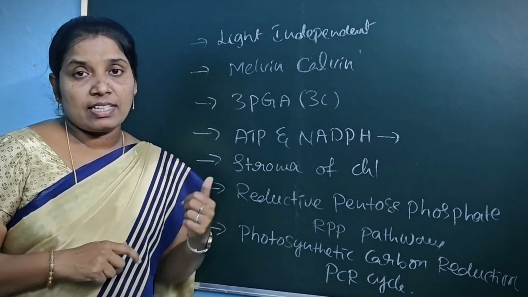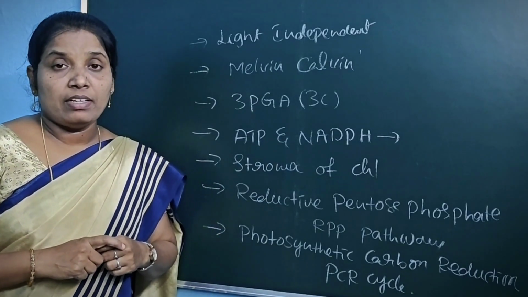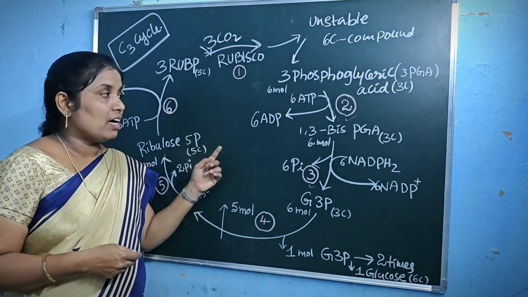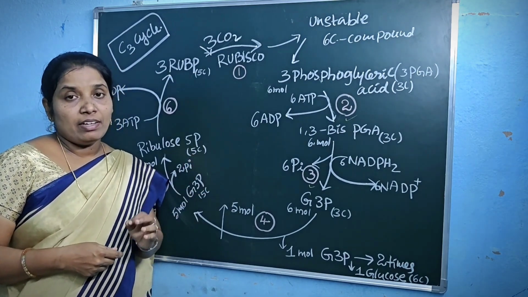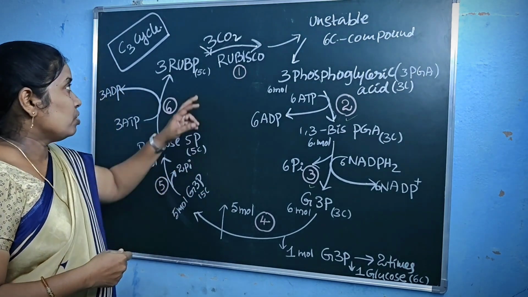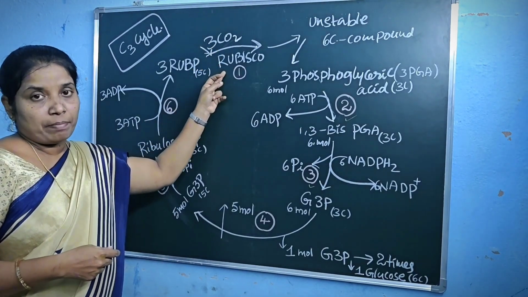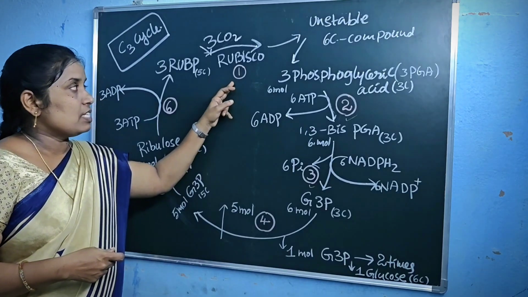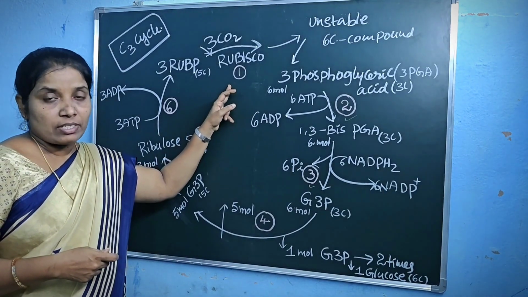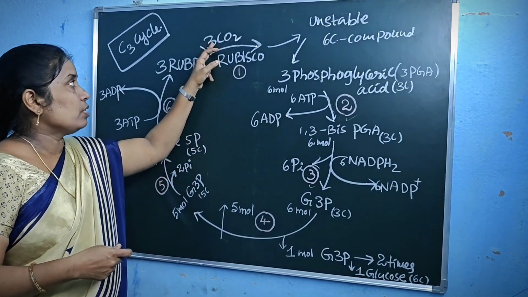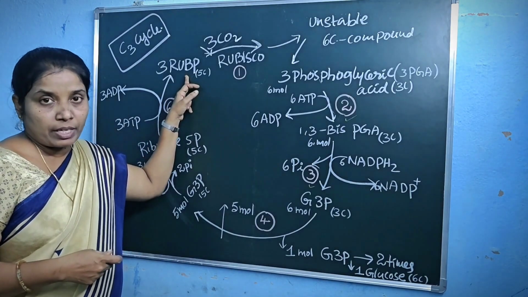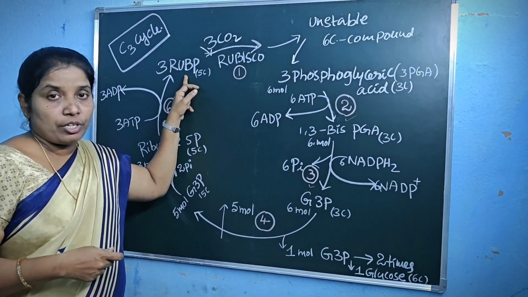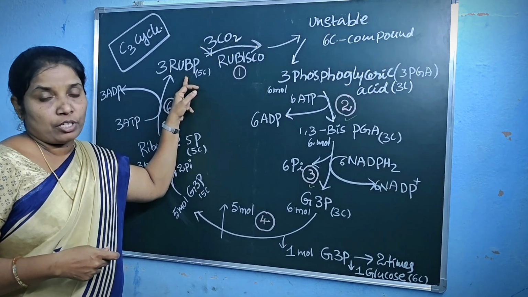So let's draw the C3 cycle. Then I will explain step by step reactions. Okay students, this is the dark reaction. I will explain each step. So 3 CO2 in the first step, that is nothing but carboxylation phase. Here 3 CO2 is accepted by 3 RuBP molecules, ribulose bisphosphate molecules.